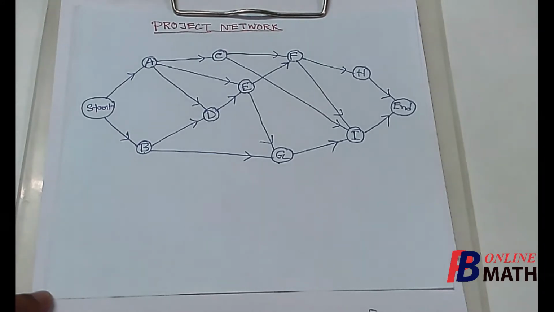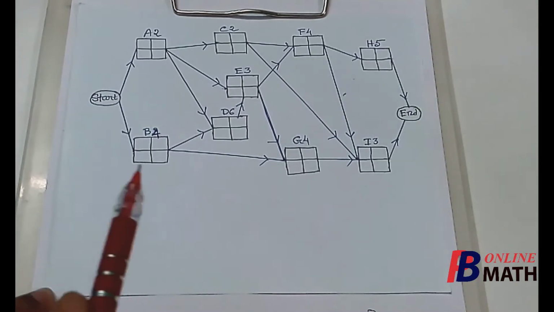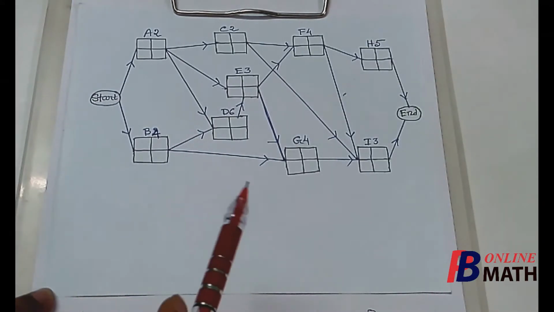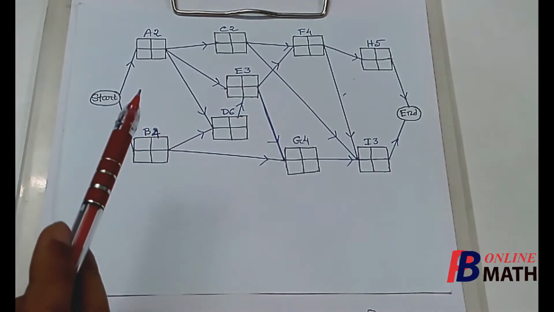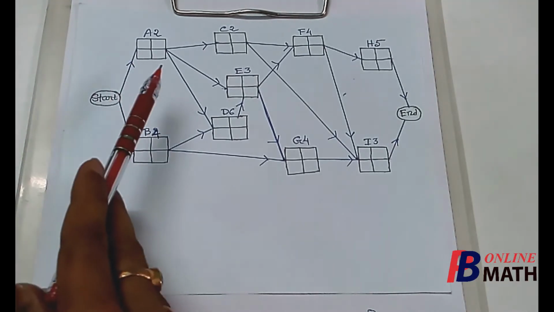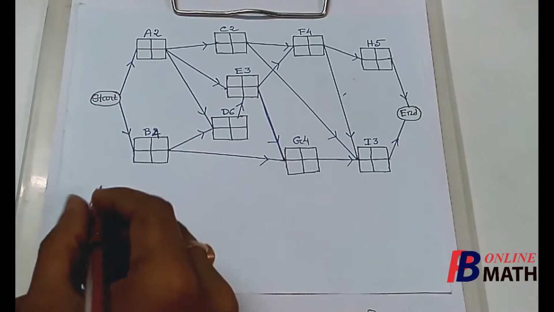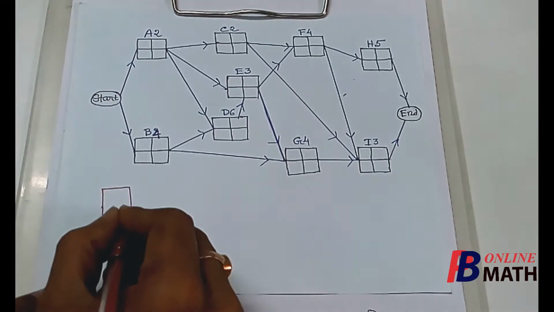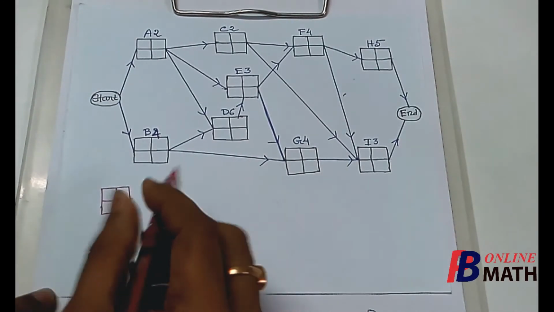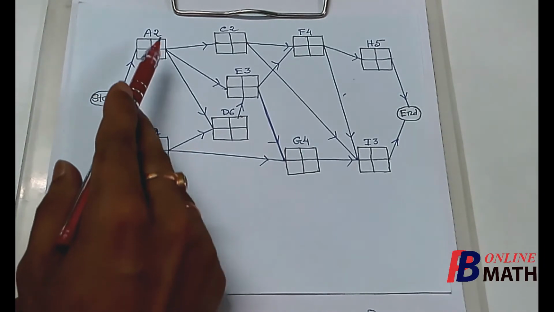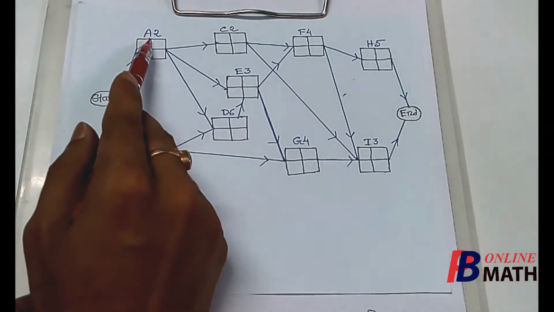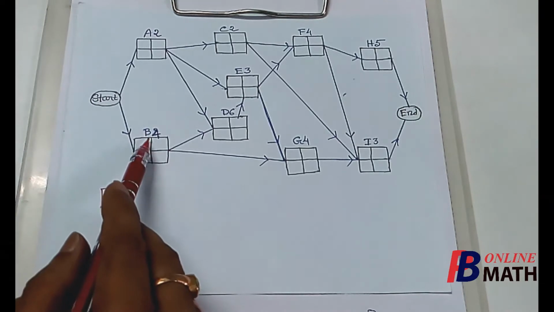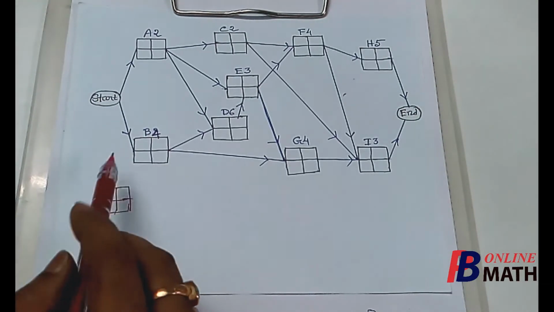Now we shall express this project network in some compact form. Here we have represented the project network in some compact form, where in place of every node we have considered one box having 4 blocks like this. And also the time required to complete the activities is given in this node, because A2 means the time required to complete the activity A is 2 days. Similarly, the time required to complete the activity B is 4 days.